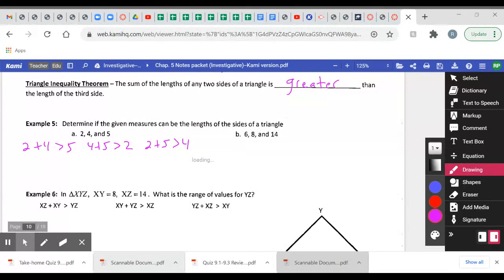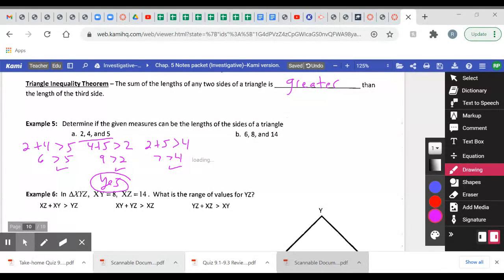Okay. And I can go and solve these inequalities. I get 6 is greater than 5. I get 9 is greater than 2. And I get 7 is greater than 4. All right. And now if I want to see if those are true statements, is 6 greater than 5? Yes. Is 9 greater than 2? Yes. Is 7 greater than 4? Yes. So since I got yes for all of those, then I know that these three numbers could make a triangle.